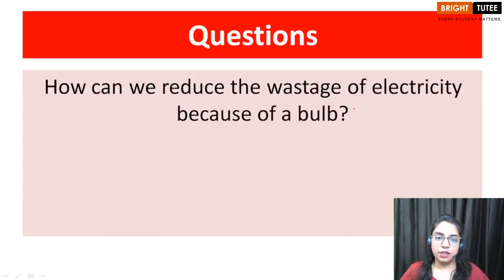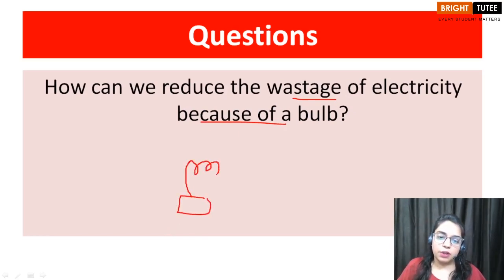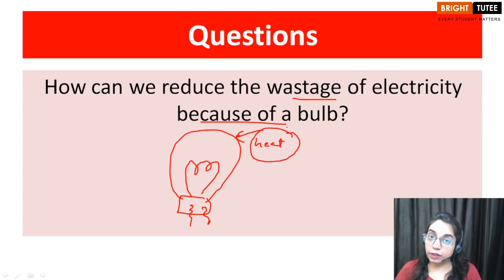Okay, children. We have the next question, which is how we can reduce the wastage of electricity because of a bulb. So children, why is there a wastage of electricity in an electric bulb? Whenever we switch on the bulb and switch it off after some time, say after 5 minutes, and now you touch this bulb, you will observe that it has become hot. So children, is this heat desirable? Do we really need our bulbs to produce heat for us? No, we do not need this heat energy.